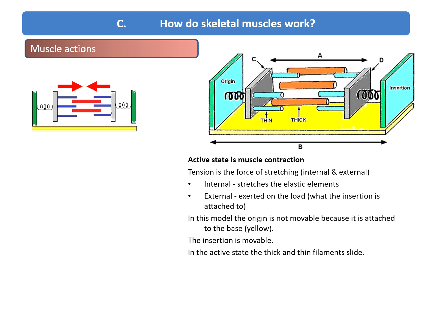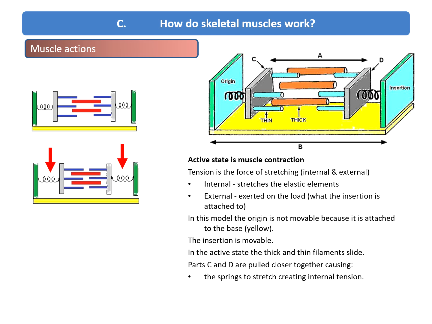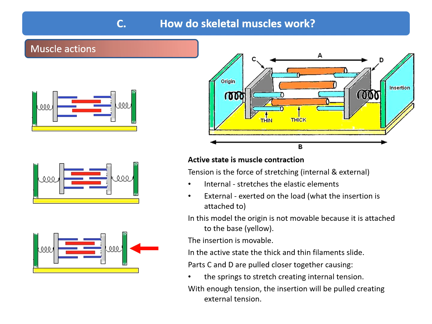In the active state, the thick and thin filaments slide. Parts C and D are pulled closer together. The springs stretch, creating internal tension. With enough tension, the insertion will be pulled, creating the external tension. Compare this to attaching a rubber band to a weight. When you pull up on the rubber band, the first thing it does is just stretch. Only when it stretches enough, that is, creates enough tension, does it lift the object off the tabletop.